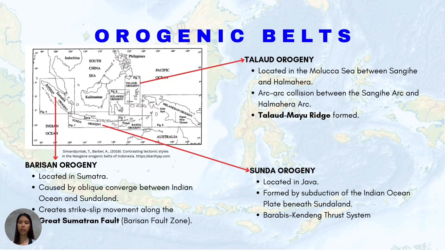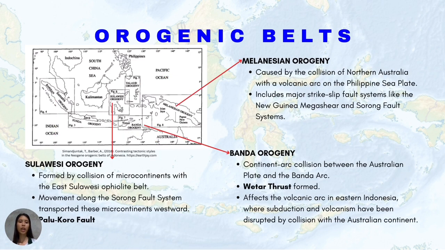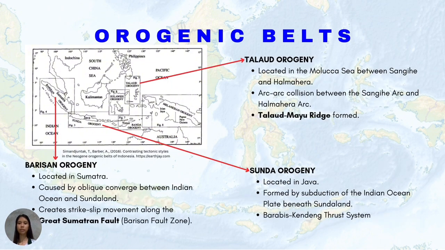Next is the orogenic belt. Orogenic belt develops when a continental plate crumples and is uplifted to form one or more mountain ranges. This involves a series of geological processes collectively called orogenesis. According to Simanjuntak and Barber 2016, there are six main Neogene orogenies or orogenic belts in and around Indonesia. We have Sunda orogeny, Barisan orogeny, Talaud orogeny, Sulawesi orogeny, Melanesian orogeny, and Banda orogeny.